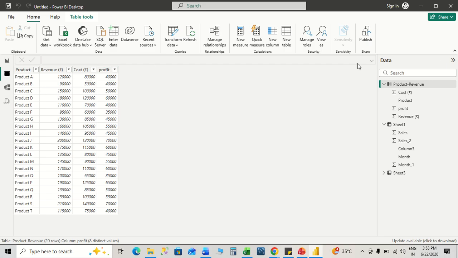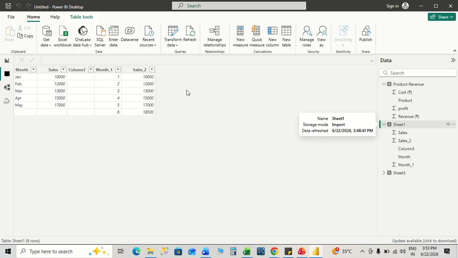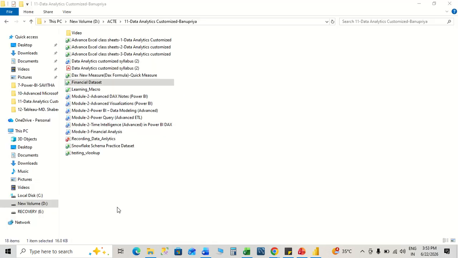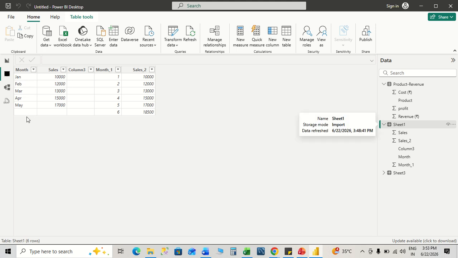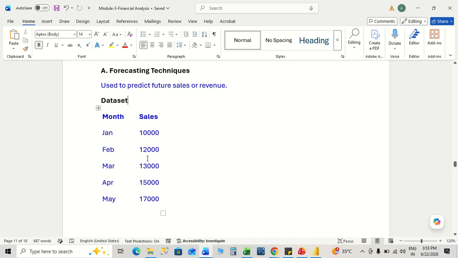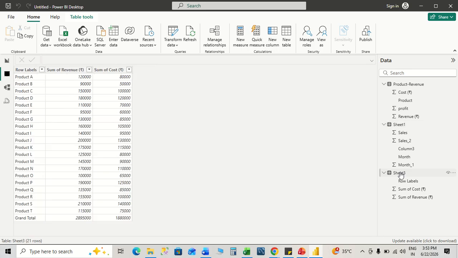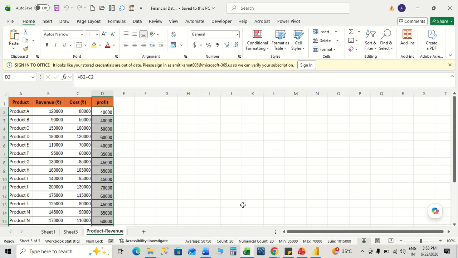In this first sheet, in the second sheet, let's see, January to May data, then sales, the same data, Jan to May. See this. From Jan to May, we have this same sales data. Then month 1, 2, 3 like this, sales 2. So we predict the future value. After that, in the third sheet, we have row level, sum of the revenue, sum of the cost. Let me just see whether we can see the data in Excel.